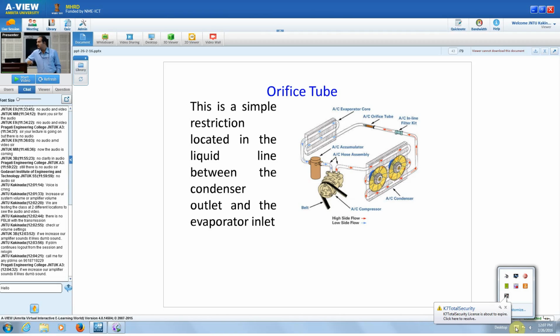What is the time now? Right? Okay. We will see the remaining components next class.